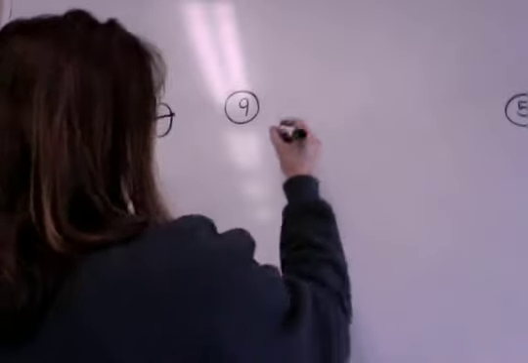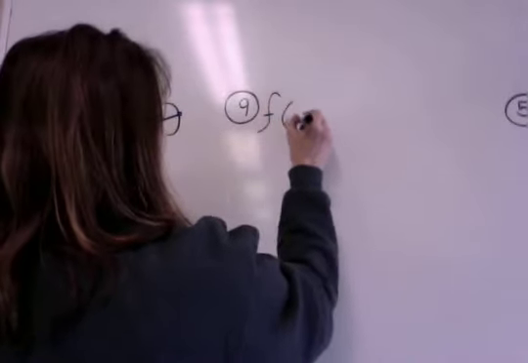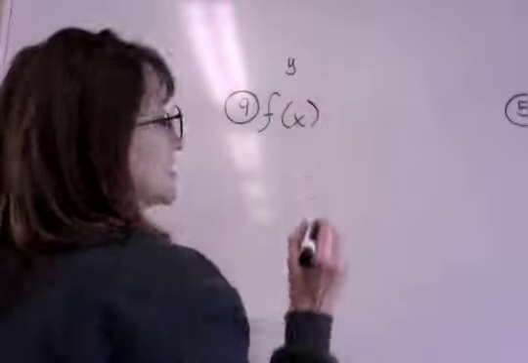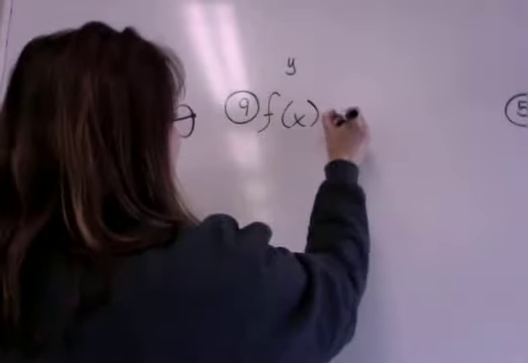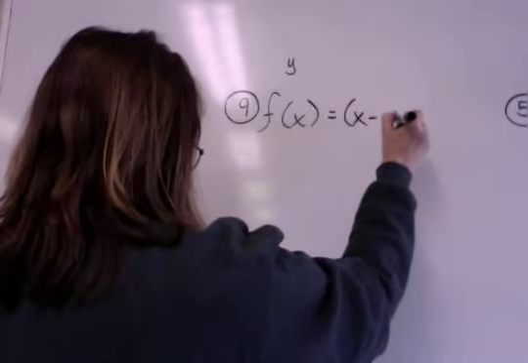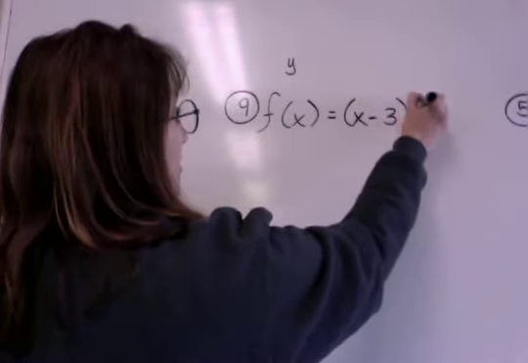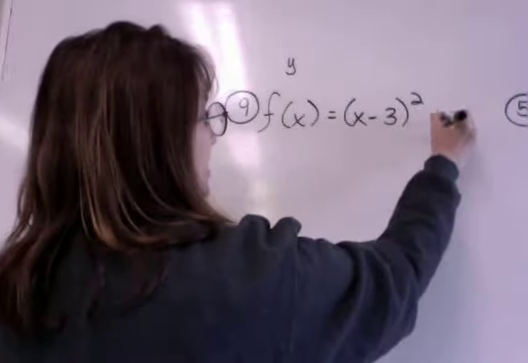Number 9 has f of x. Don't let that scare you. Remember, that's the same thing as saying y, okay? It's just a cooler way of saying it. f of x equals (x minus 3) all squared, plus 1.